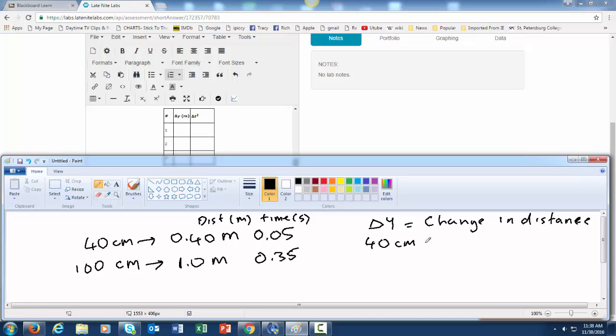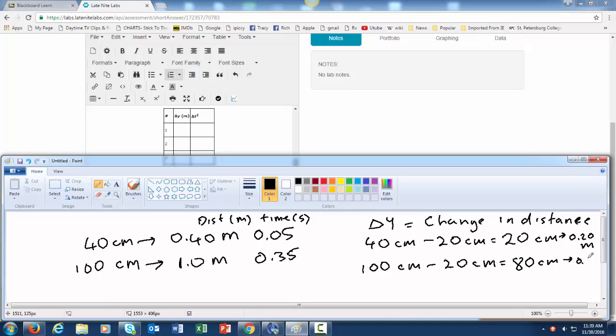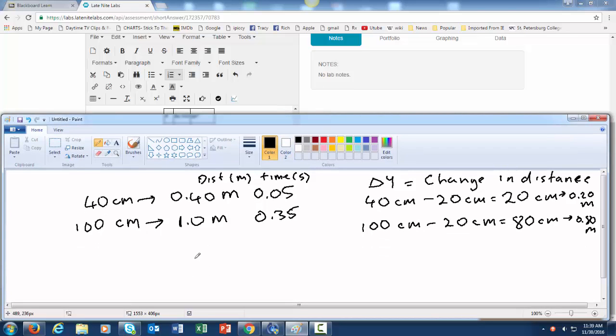do 40 centimeters minus 20 centimeters, and that's going to be equal to 20 centimeters. Now we'll convert that to meters, and it will be 0.20 meters. For the second one, again, it traveled to 100 centimeters, but it started at 20. So the change in distance is going to be 80 centimeters, or 0.80 meters. So that is going to end up being our delta y values. So the delta y in meters will be 0.20, and the other one will be 0.80.